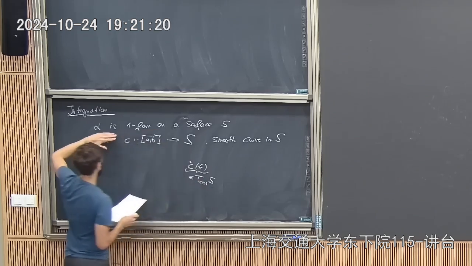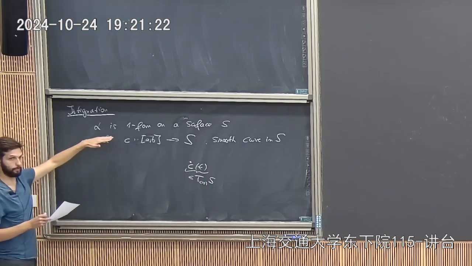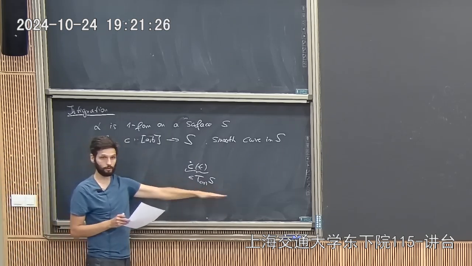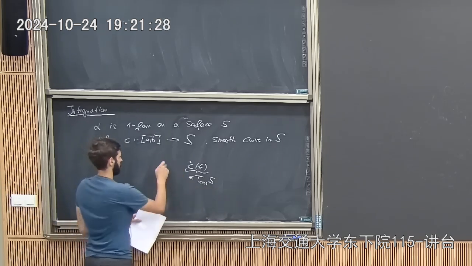And we have a one form. So what we can do is we can in particular plug this tangent vector into the one form.